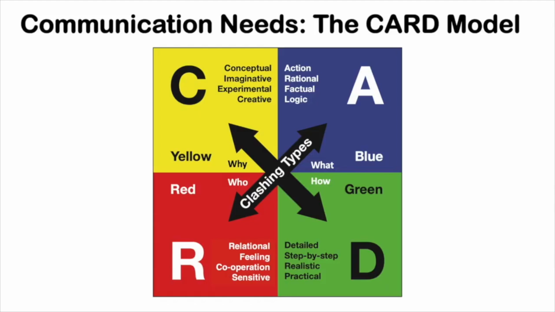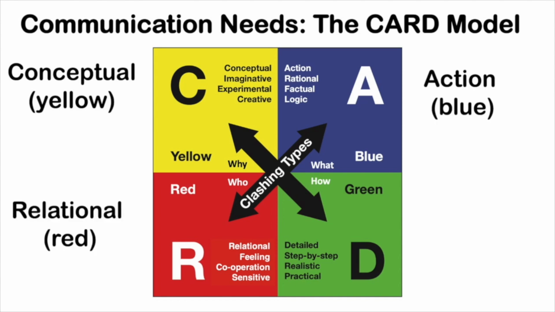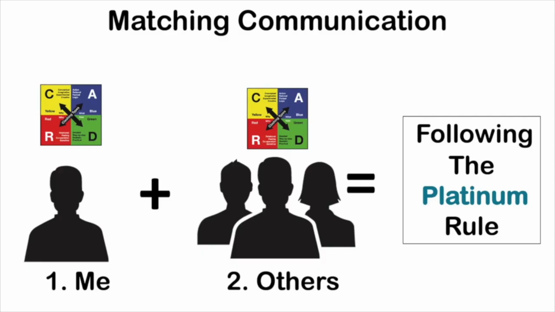And to get a heads up on how we can do that, we jump over to this personality and communication model called the CARD model. In essence, that says that people have strengths and weaknesses in how they like to communicate. Some are very conceptual, some are very action orientated, some people are very relational in how they speak, and some people are very detail focused in their communication. Therefore, the platinum rule is about understanding myself and the other person and matching how I'm communicating to their needs. It's a two-step process if we want to unpack it.